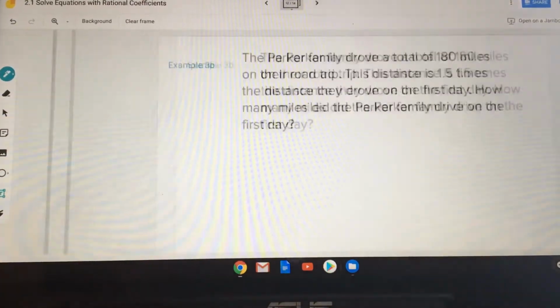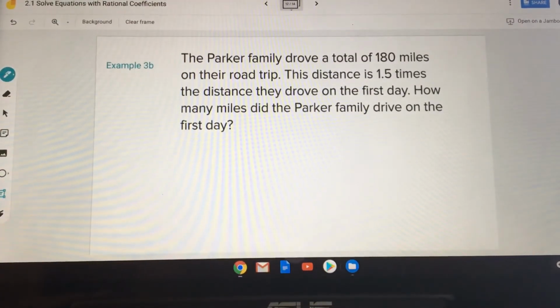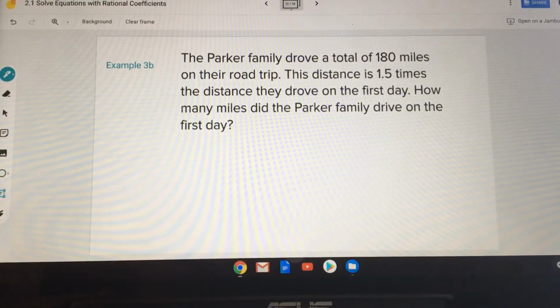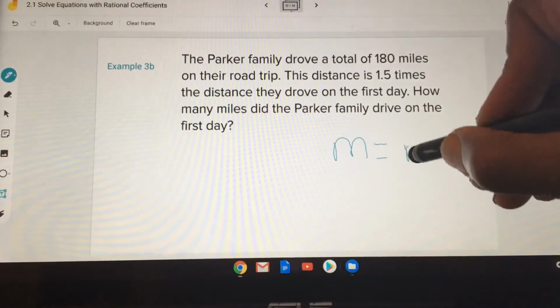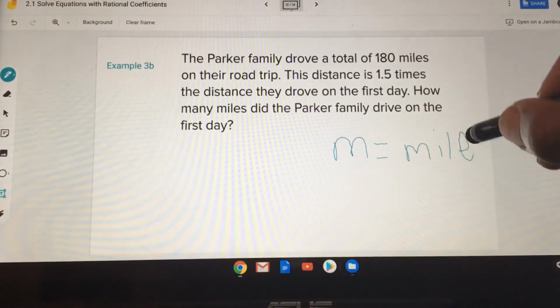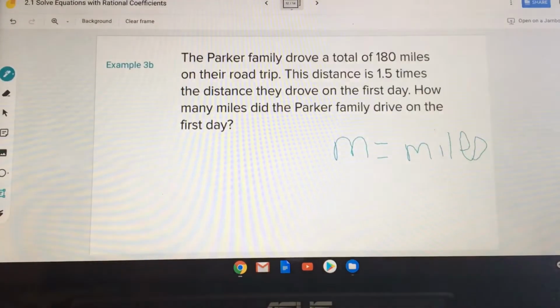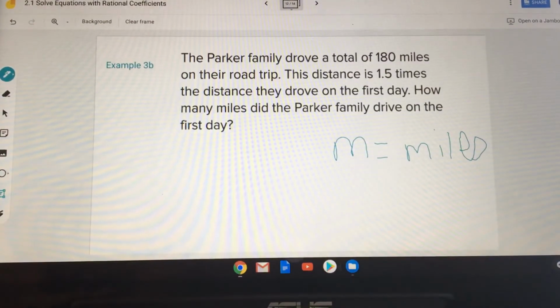Next, we just have one more. How many miles did the Parker family drive on the first day? So we're going to let M equal miles. We're looking for miles. How many miles? The Parker family drove a total of 180 miles.